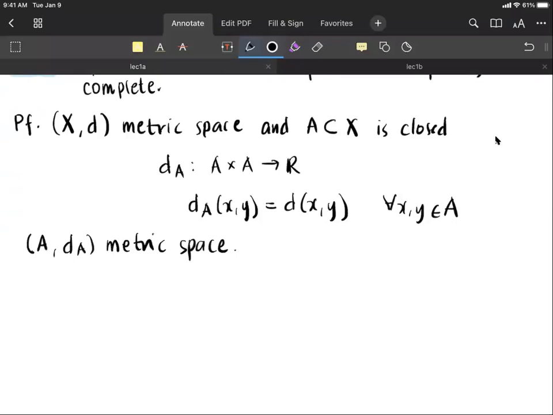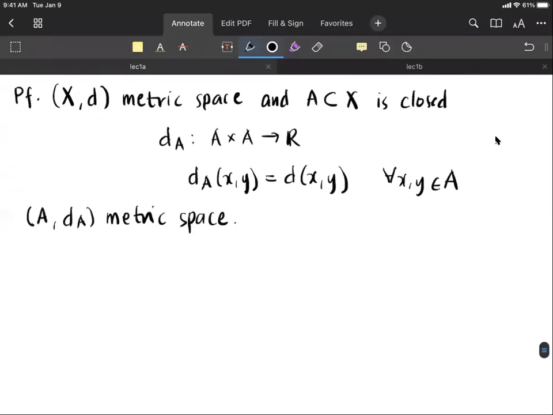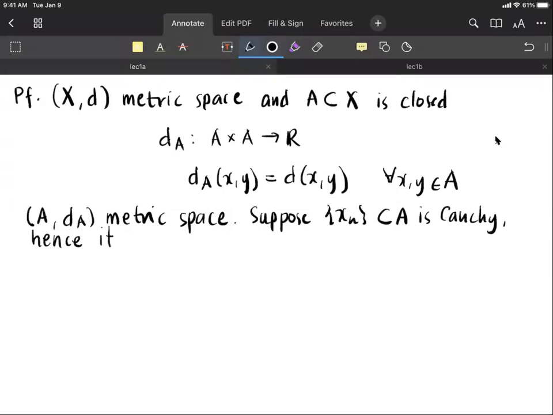Okay, so to prove completeness, let us take a Cauchy sequence in A. Therefore, it is also Cauchy in X, because, take note here, they are the same metric. The definition is the same. The main difference is, of course, the domain where these metrics are defined.